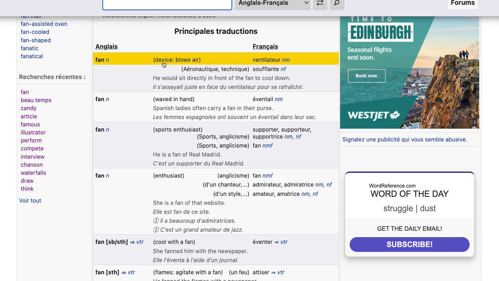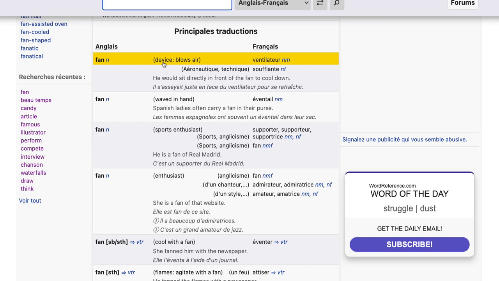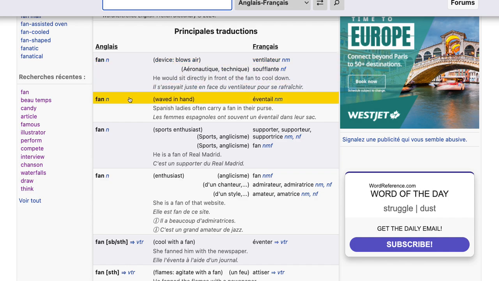And this is a device that blows air. Definitely not the kind of fan we are looking for in that sentence. Let's go to the next one. Waved in hand. That also does not sound right, so I keep going. A sports enthusiast. Yes, that is the kind of fan I'm talking about.